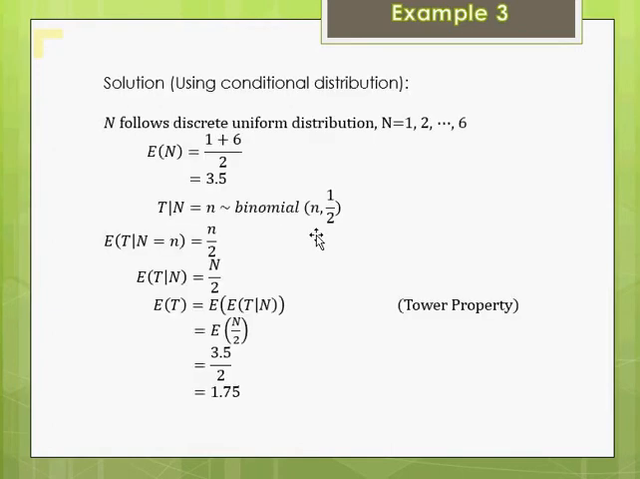Our first approach is to use the conditional distribution to find the unconditional expectation of T. However, it is not our focus. The steps are shown here for reference only. As you can see, the answer acquired is 1.75.